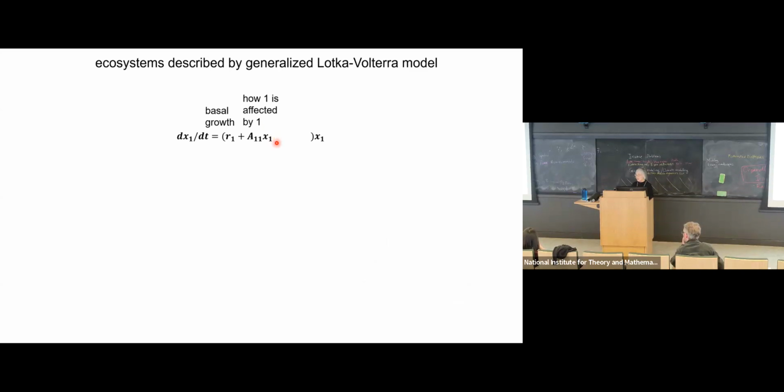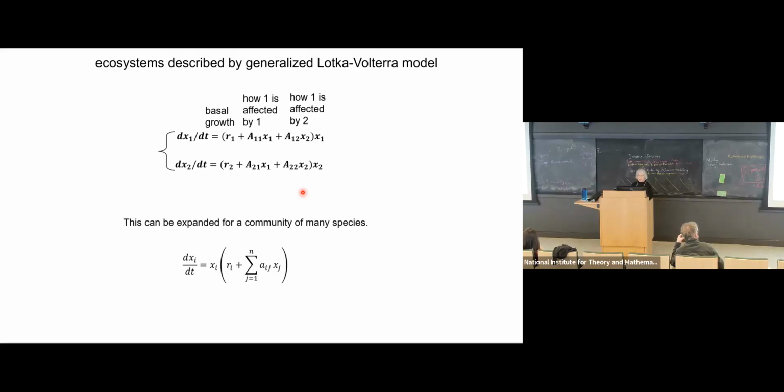If A11 is negative, it's sort of like self-inhibition. And how 1 is affected by 2. So this is sort of like the effect on fitness per individual of species 2. And then we can write an analogous equation for the second population. And in general, this can be expanded for a community of many species, right? So where the population size of xi changes due to the basal growth rate without interactions, plus all the influences from all other species on this focal species.